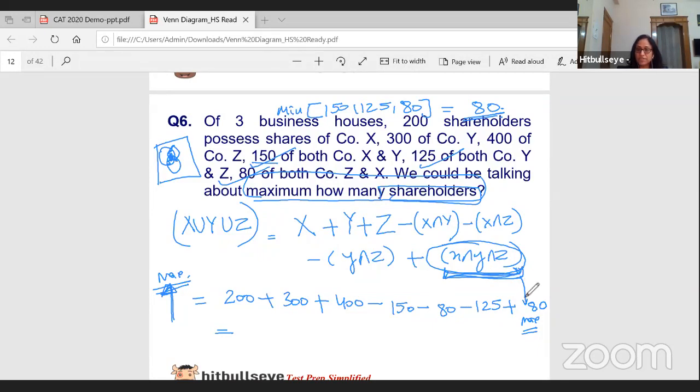So this value needs to be taken as 80. Okay, quickly tell me the answer then. Obviously, this much of addition is 900. This minus 80 plus 80 will cancel out. Then minus 275 gives me 625 as the answer. Yes, that's correct. Everybody clear with the answer? So the answer is going to be 625.